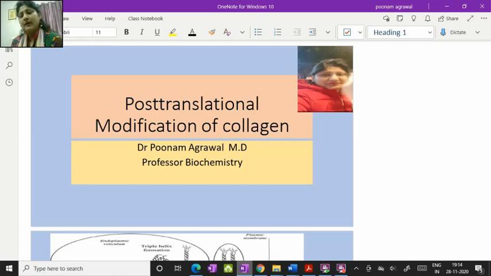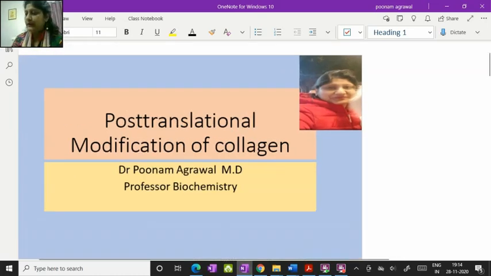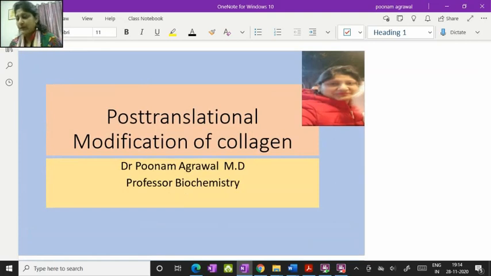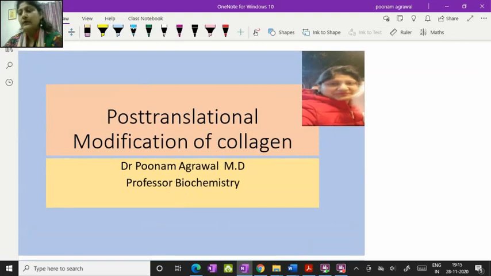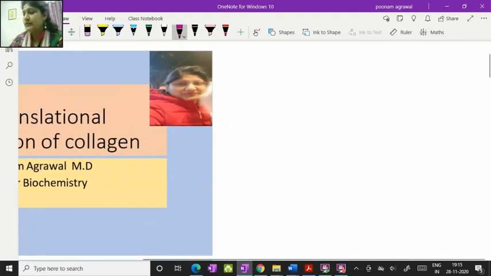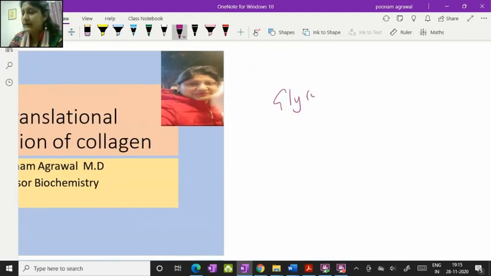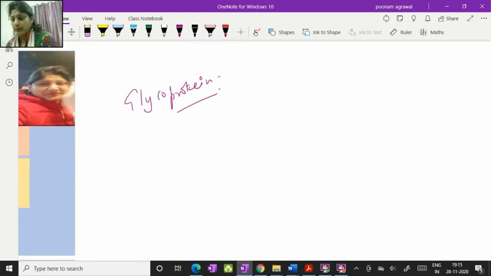Today I'll be discussing post-translational modification of collagen. It's a very, very important topic, and at the same time it's a very typical process where there are multiple steps both intracellularly as well as extracellularly. So I'll be explaining how collagen, which is a glycoprotein, is modified post-translationally. My focus in this video will be post-translational modification of this glycoprotein, which has carbohydrate residues attached to it. That is why it is a glycoprotein.